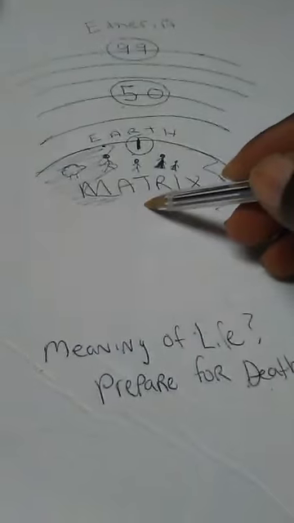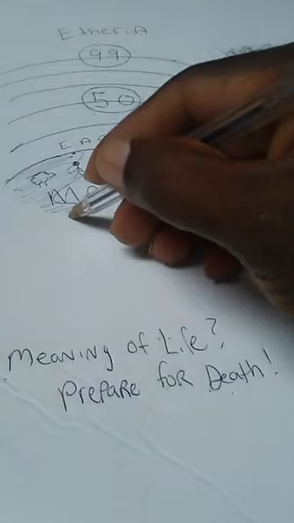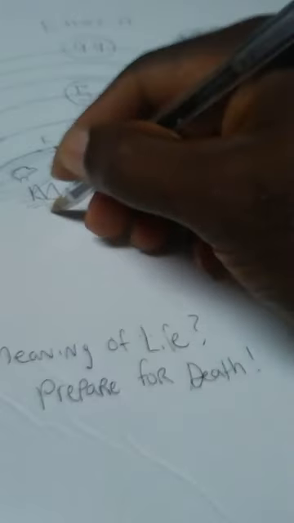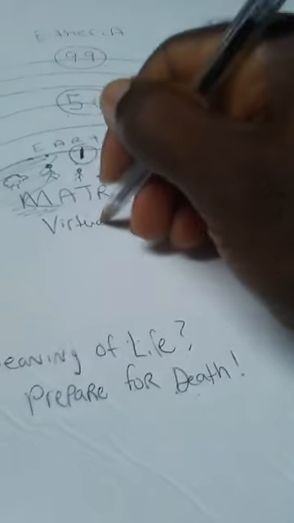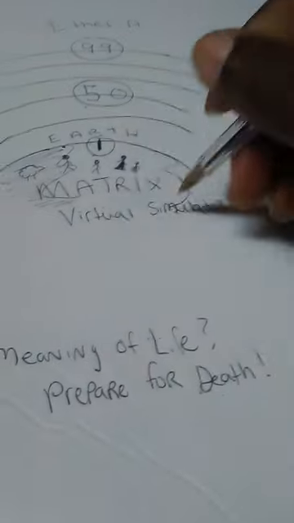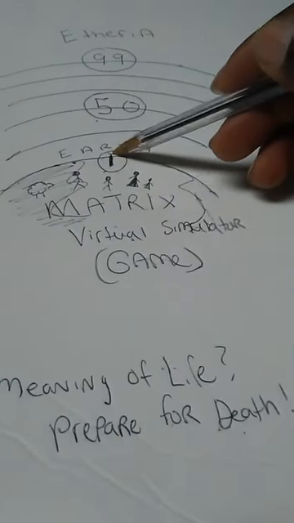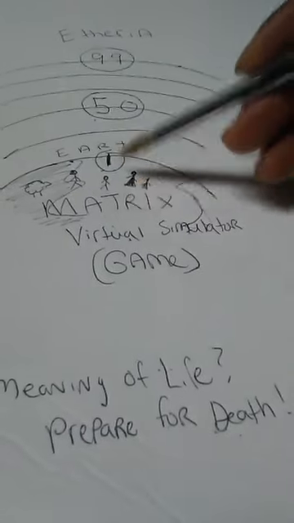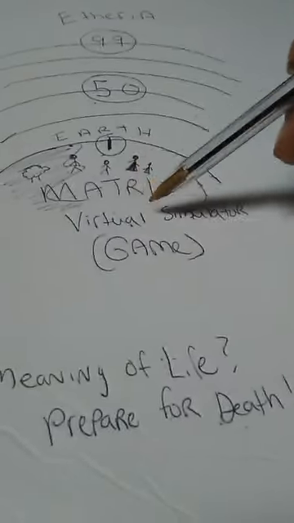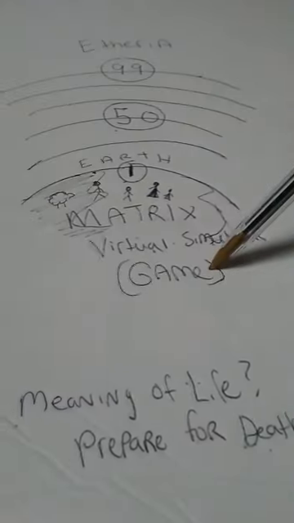Now, this matrix is also called a virtual simulator. All right, so let's put that. This is a virtual simulator, which is nothing but a game. So this earth that we are living in is also known as the matrix. This is nothing but a virtual simulator, which is a game, because everything that's on the outside of you is just a figment of your imagination, and it's not real.